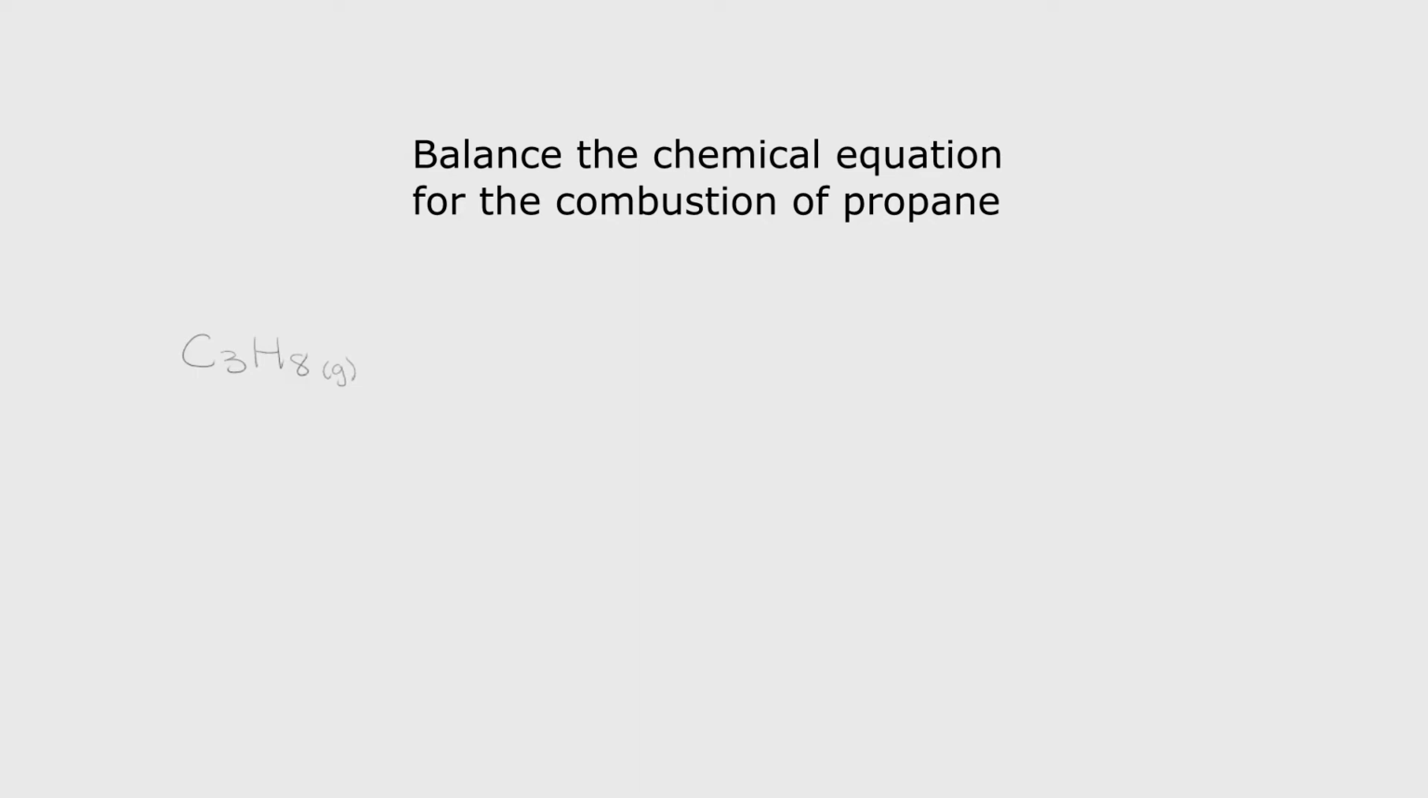In order to write the balanced chemical equation for the combustion of propane, we first need to complete the unbalanced equation by writing the other reactant and the products. The other reactant is oxygen gas. Be careful here because this is one of our diatomics and needs to be written as O2 and not just O. The products for complete combustion will always be CO2 gas and H2O gas.